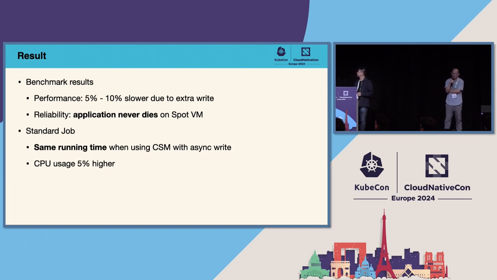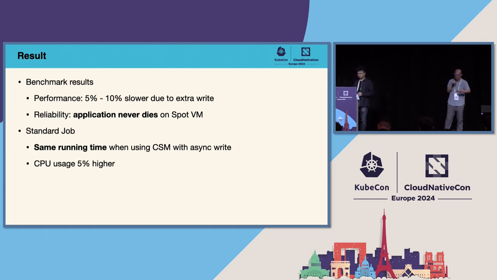And with that, we were able to achieve reliability. So there are no job failures, because we had another copy of the shuffle data on the cloud storage, and that improved the reliability. And there are not many stage retries, also because the job was able to continue without having to regenerate shuffle data.